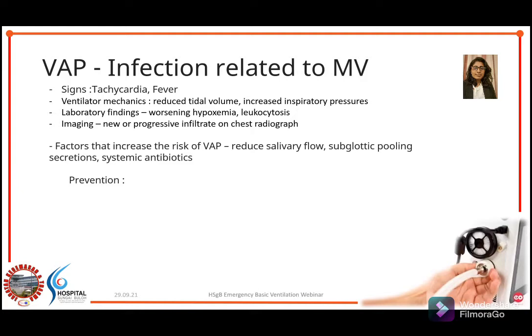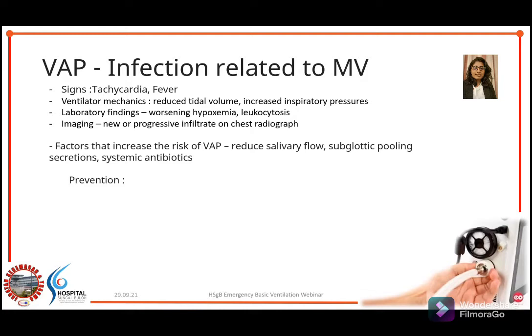In the lab findings, you may find that this patient tends to have persistent hypoxemia and worsening leukocytosis in the full blood count. In the imaging, you may find that this patient starts getting new or progressive infiltrates on the chest x-ray. So what are the factors that increase the risk of VAP? Studies have shown that reduced salivary flow, pooling of subglottic secretions, and usage of systemic antibiotics can cause increased risk of VAP.